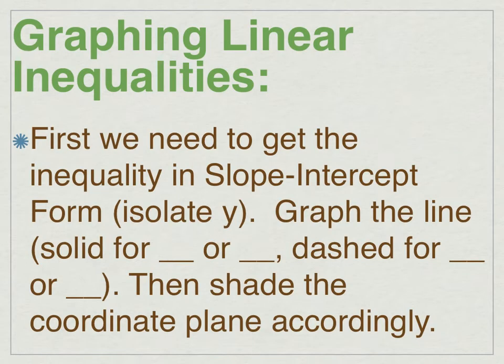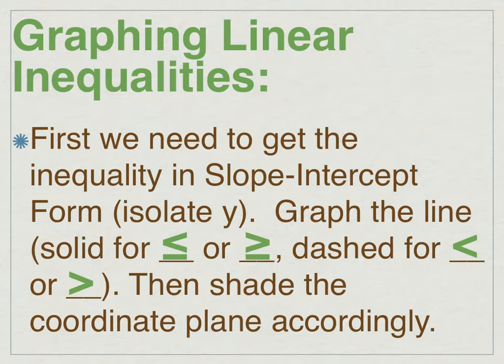Graphing linear inequalities. First, we need to get the inequality in slope-intercept form, and we do that by isolating y. Then you're going to graph the line. The line is going to be solid for a less than or equal to or greater than or equal to inequality, and it's going to be dashed for a less than or greater than inequality. Then you're going to shade the coordinate plane accordingly.